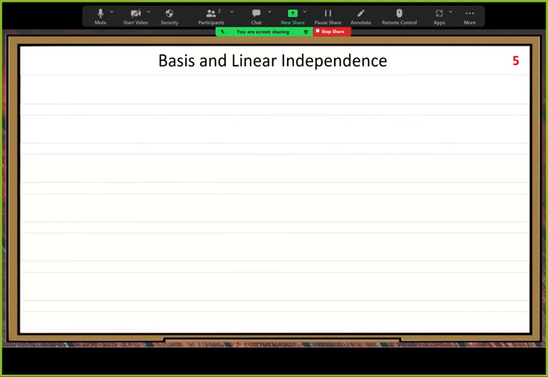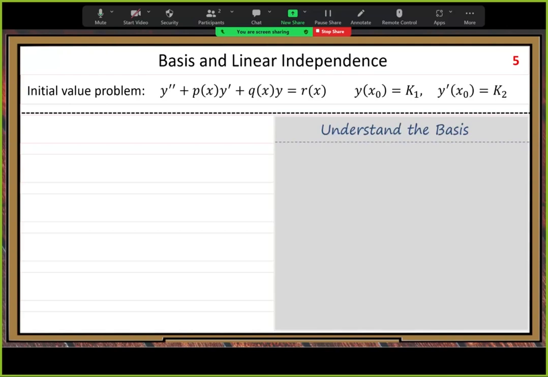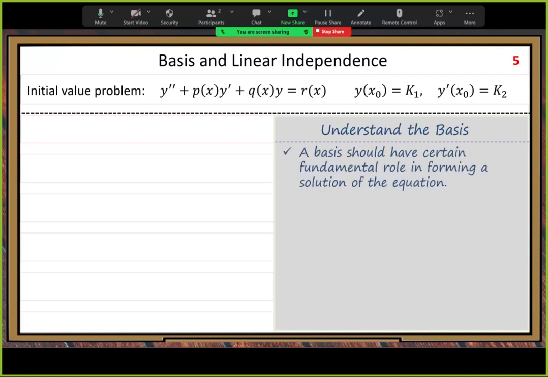All right. Basis and linear independence. Let's understand these two concepts. Yeah, so the same problem. Now we want to understand more about the basis, the meaning, and how important it is.